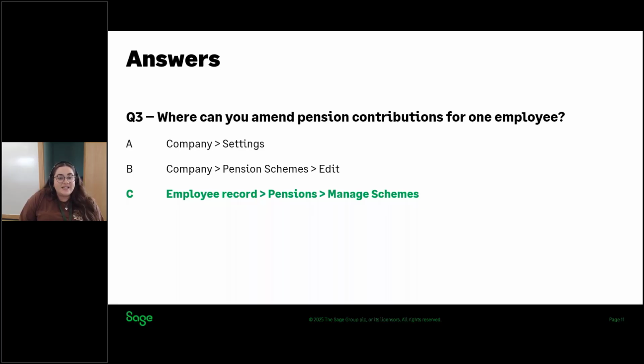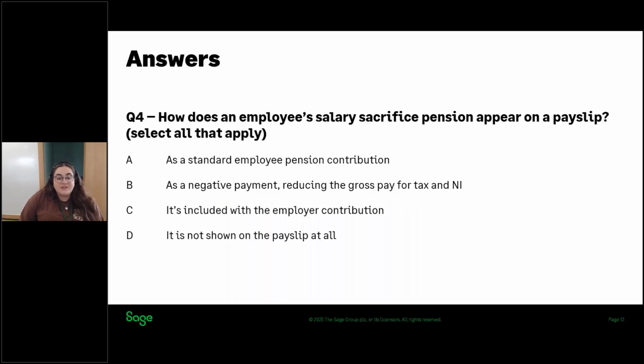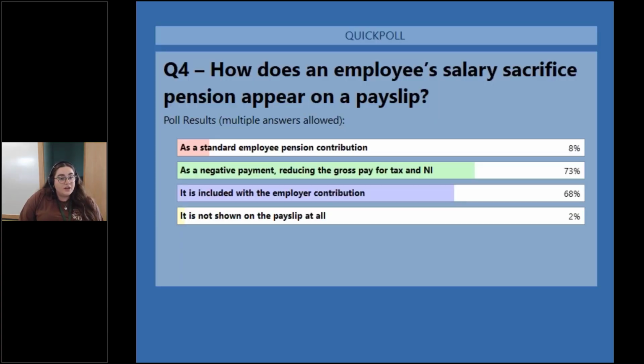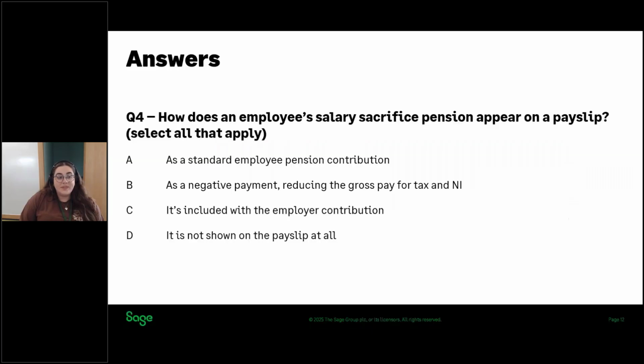Perfect. And last question of this round before we pass over to Duncan. Question number 4, how does an employee's salary sacrifice pension appear on a payslip? Again, this was a multi-select one. We'll see what you all thought. Okay, great. A little bit of a split, but most of you thought that it was as a negative payment or that it's included with the employer contribution. Let's see whether that is correct.